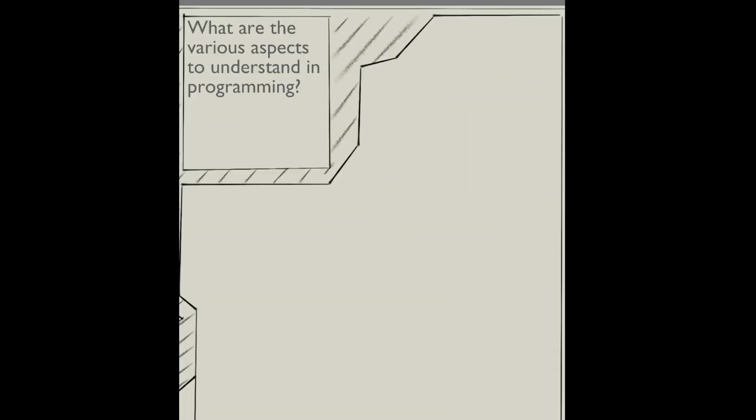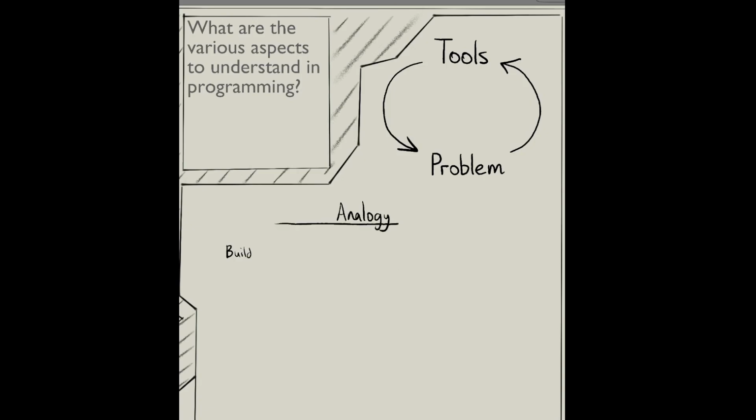All right, so what are various aspects we want to understand in programming? So what are we doing with programming? We're trying to solve problems. So we have the tools we've got, problem we're trying to solve, and we go back and forth in order to solve that. So let's look at an analogy.